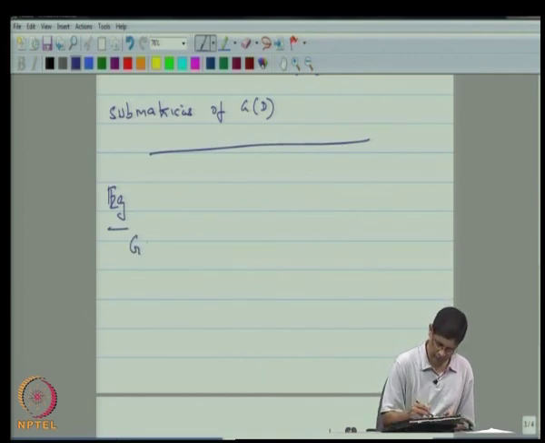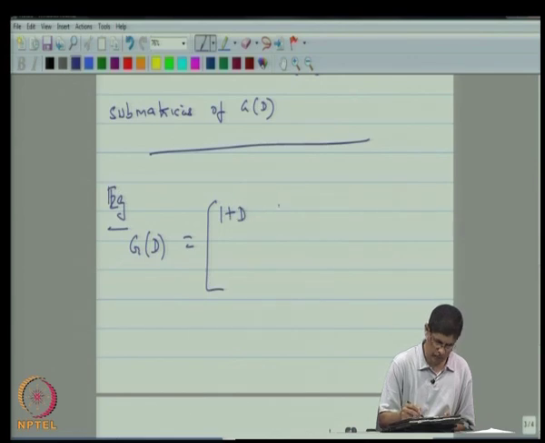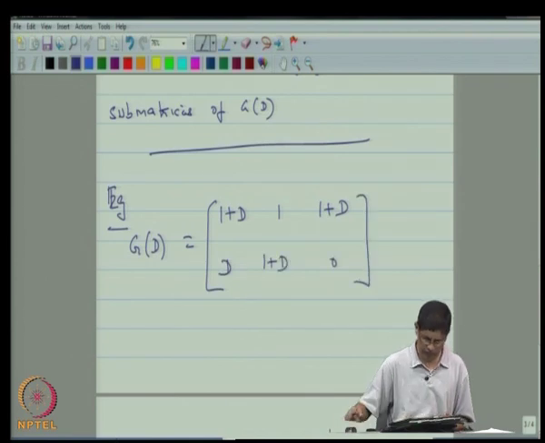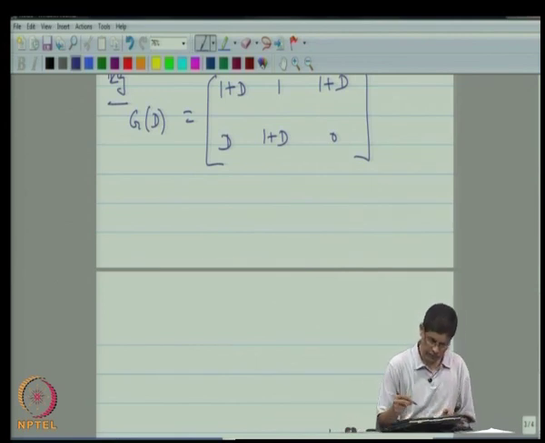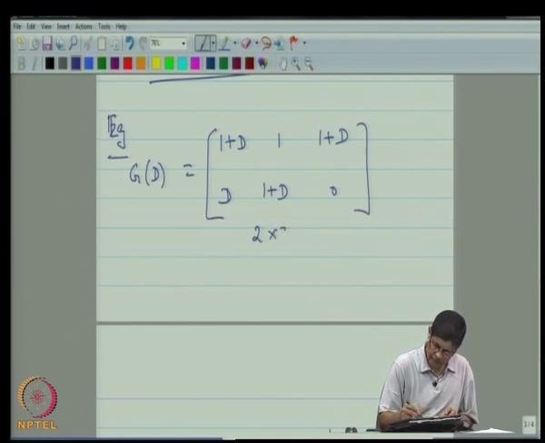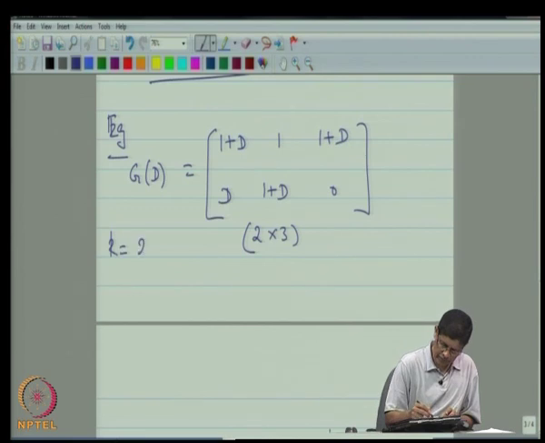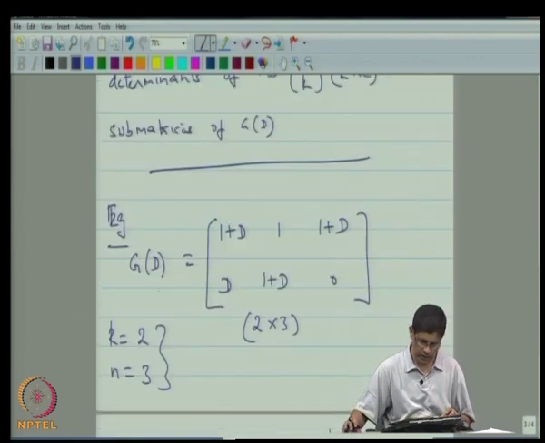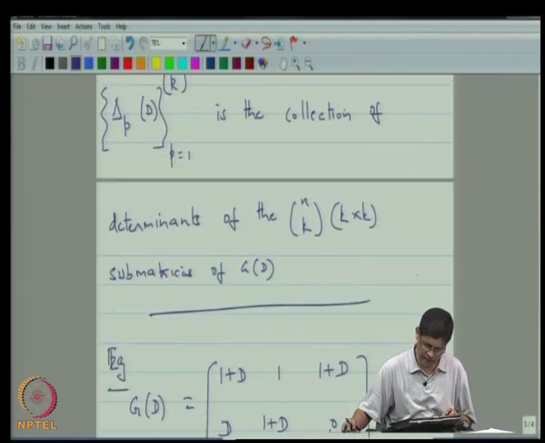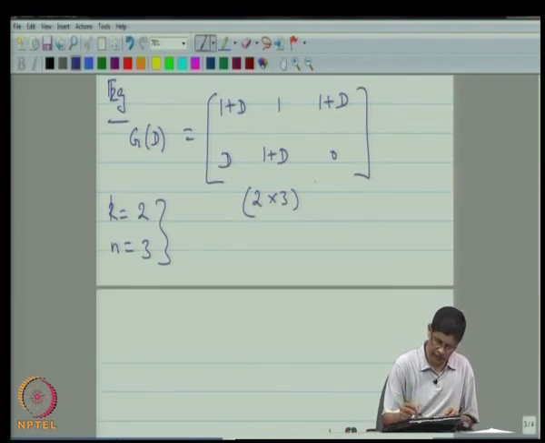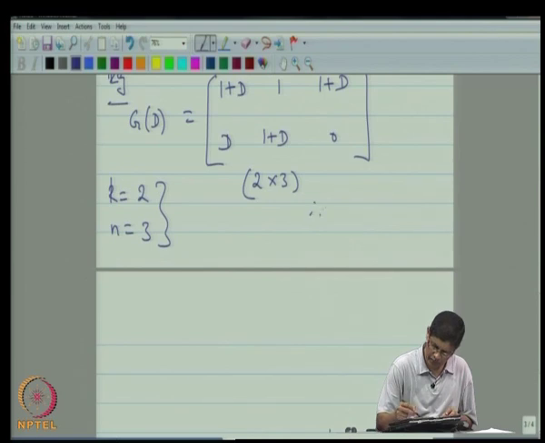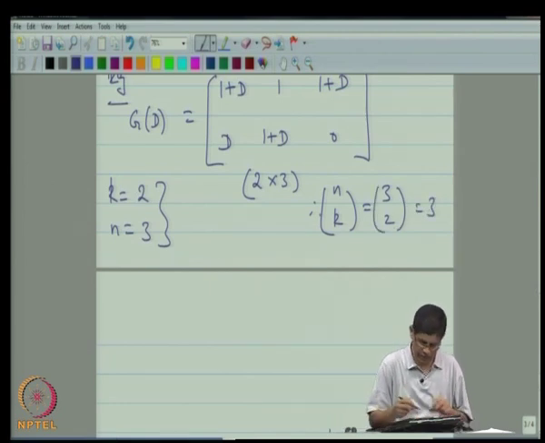Supposing G of D was the same code that we discussed earlier, which is 1 plus D, 1, 1 plus D; D, 1 plus D, 0. As you can see, this is a 2 by 3 matrix. So, in this case k is equal to 2, n is equal to 3. We are interested in the determinants of all the k by k submatrices of G of D. Therefore, n choose k is equal to 3 choose 2, which is 3. So, there are 3 of these submatrices.